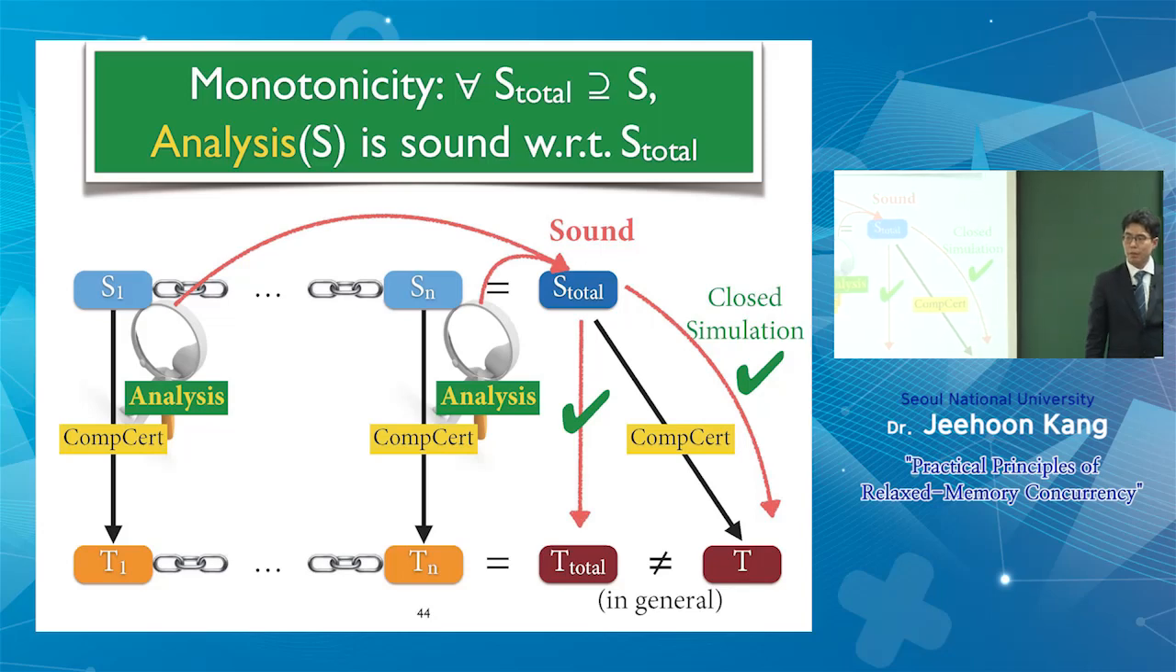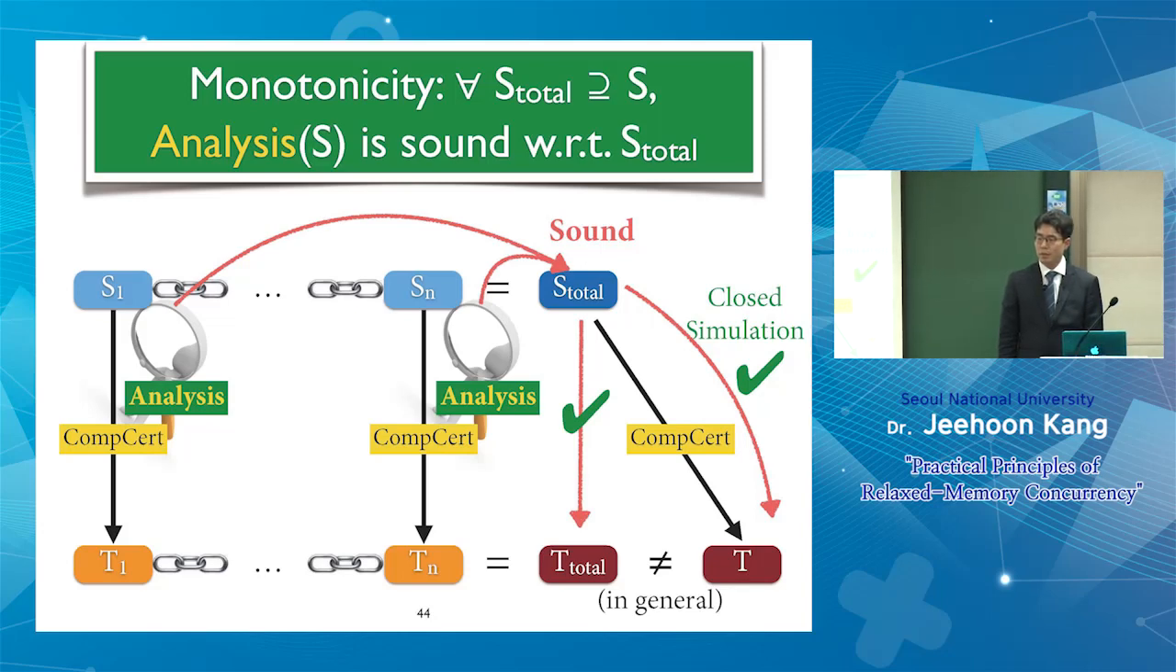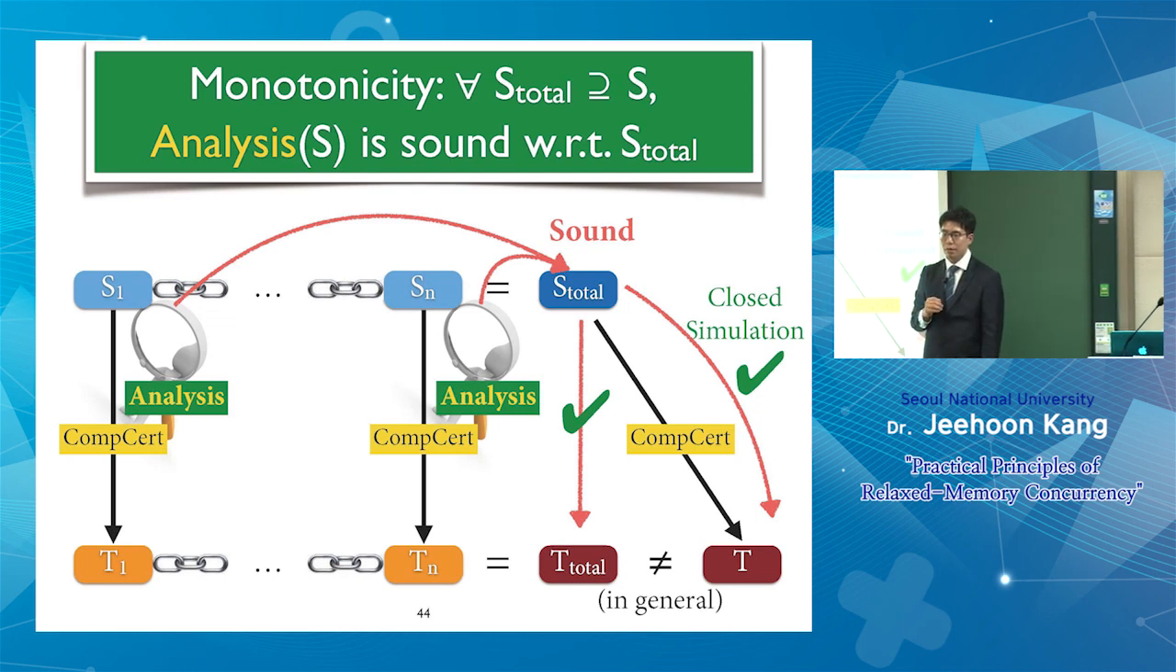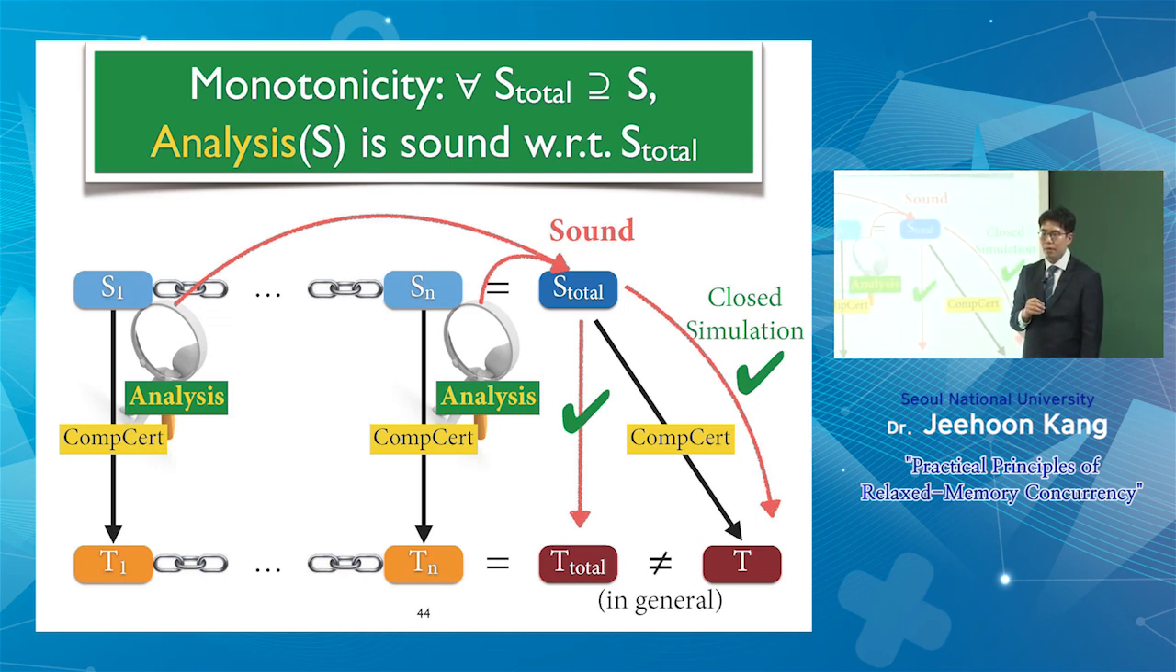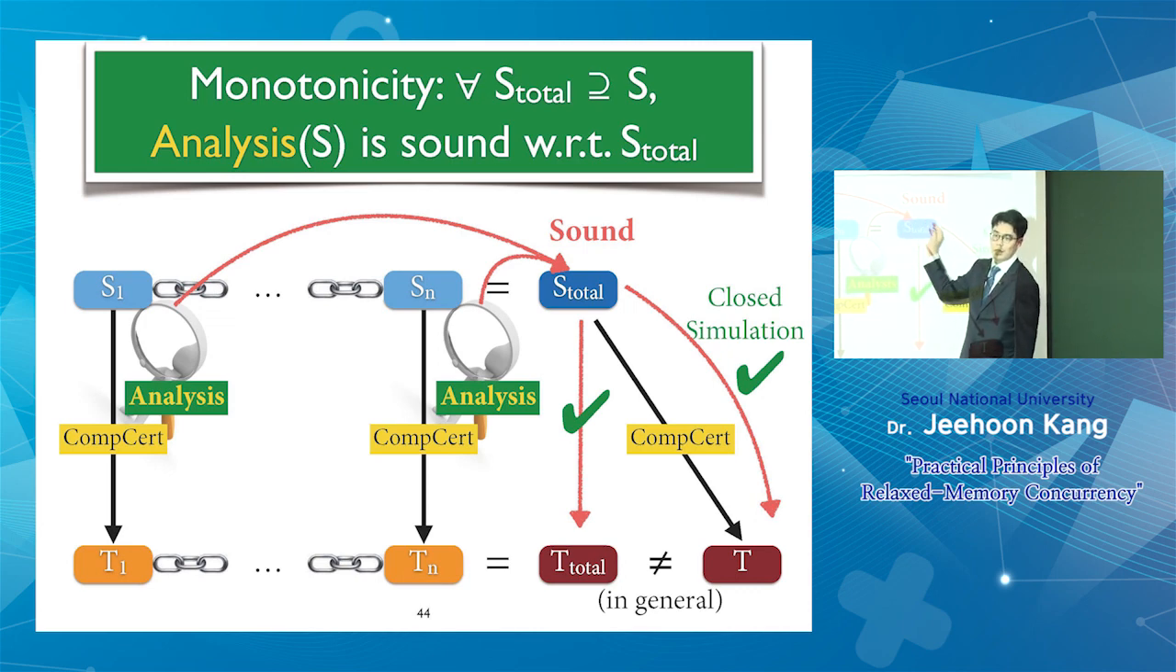So analyzing or compiling each of the smaller parts actually preserves the semantics of the total thing? Say again, please. So what you meant by that picture is that compiling each component separately and their partial results is captured by the total program. Yeah, for example, if analysis says that x should be 1 at line 10, it should be correct for the total program also. That kind of property is monotonicity.